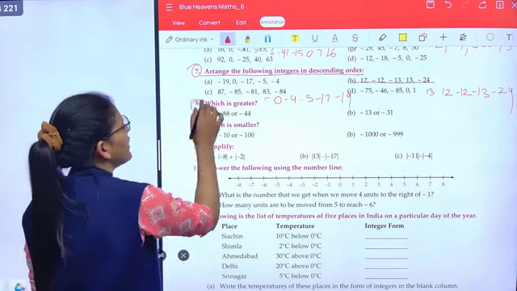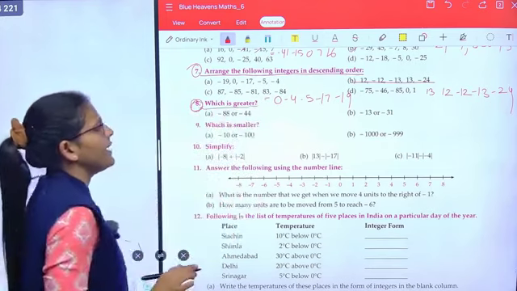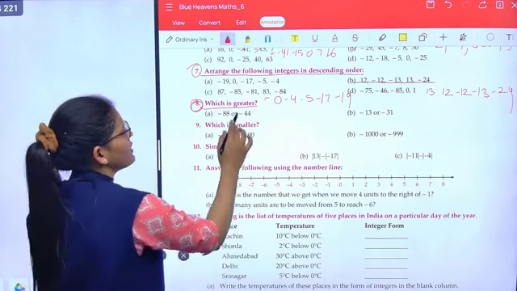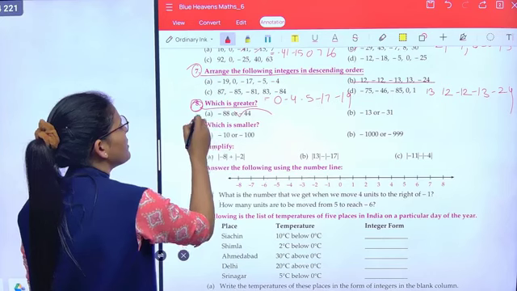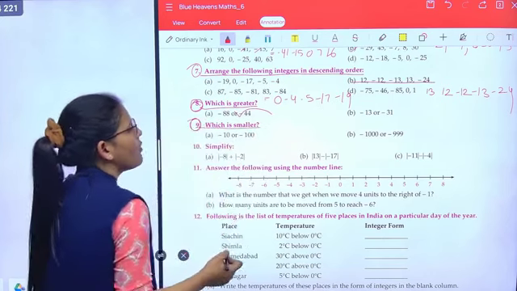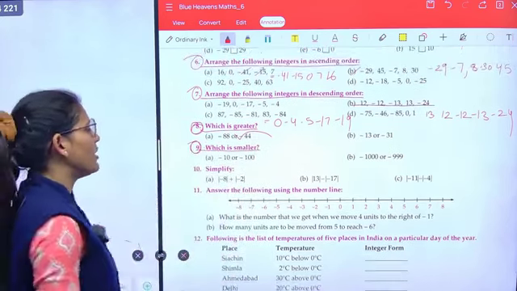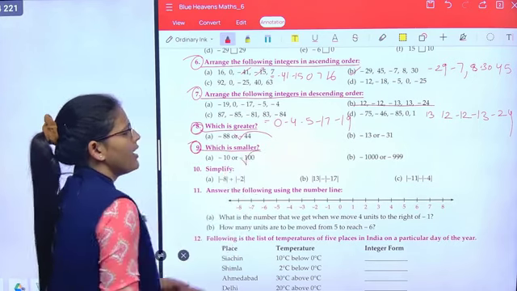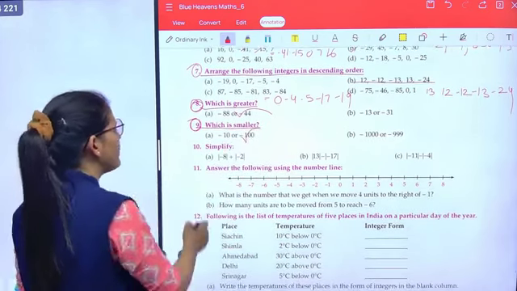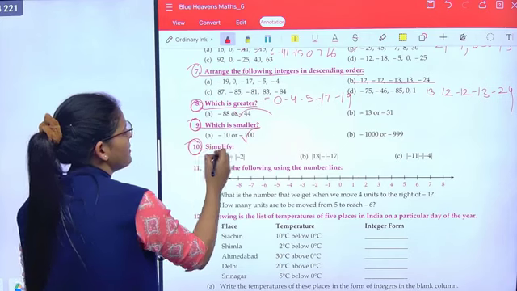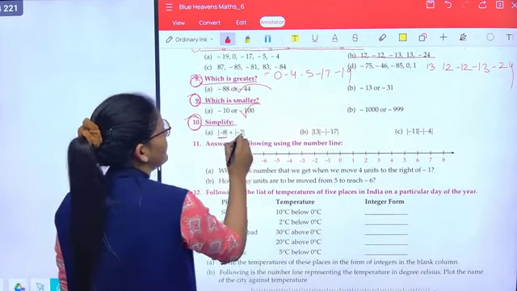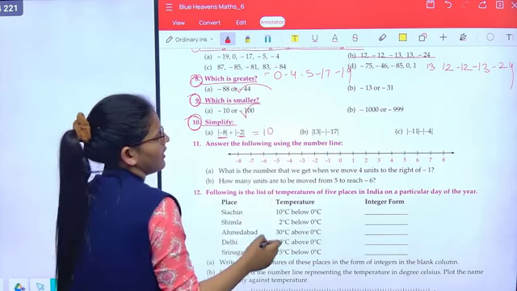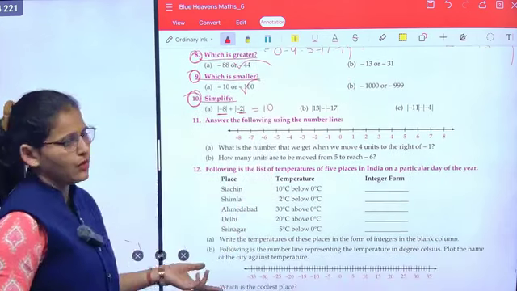Come on, question number 8. Which is greater? -8 or -44? -44. Rest of the parts, do yourself. Come on, question number 9. Which is smaller? Smaller class. अब हमें बताना है smaller. That is -100. Of the part, do yourself. Come on, question number 10. Simplify. Class, अब it is 8 and 2. That is 10. Of the parts, do yourself.